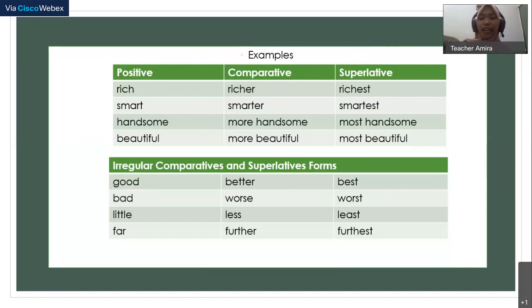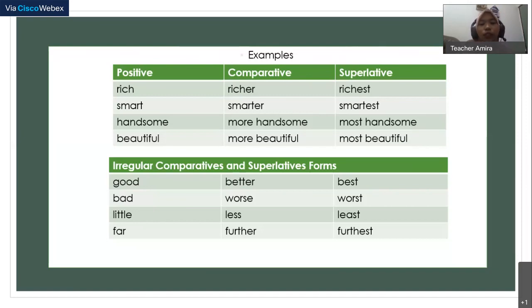Worst, okay. And then we have another example, the word little. The comparative form of the word little is less, and then we have the word least, the superlative form of the word little. And also we have here is far, and then we have the words further and furthest.